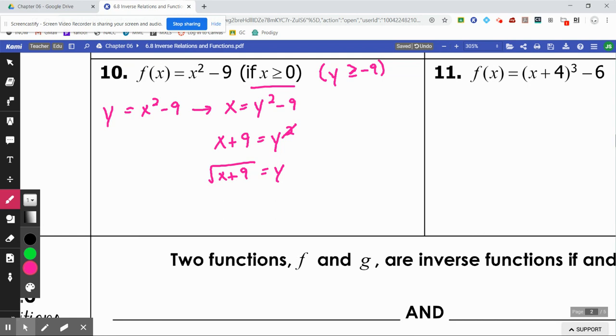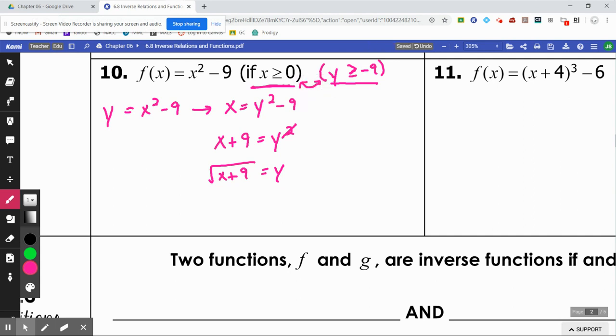That's going to be your new... well, let's write it like this. Let's go ahead and write our original domain was this and our original range was this. So now what is the domain of my new function and what is the range of my new function? If you remember, when you find an inverse, it switches your domain and range.